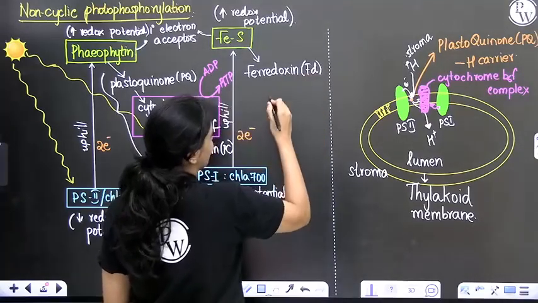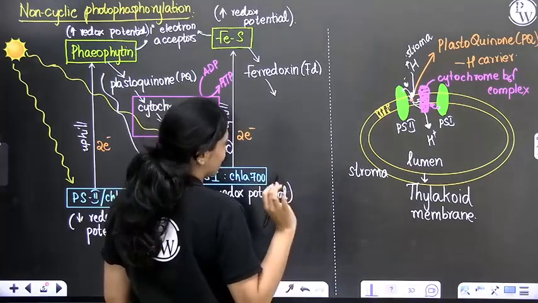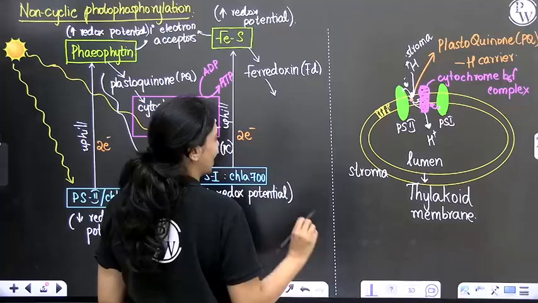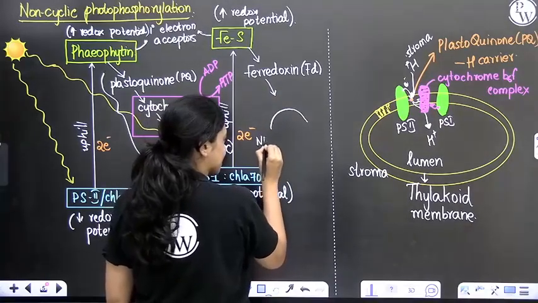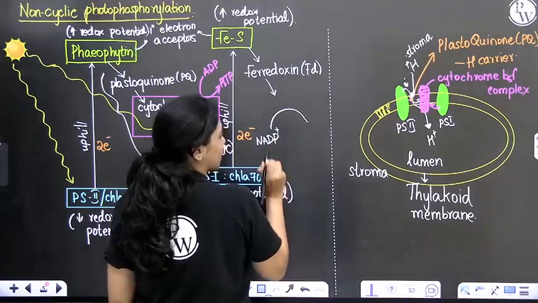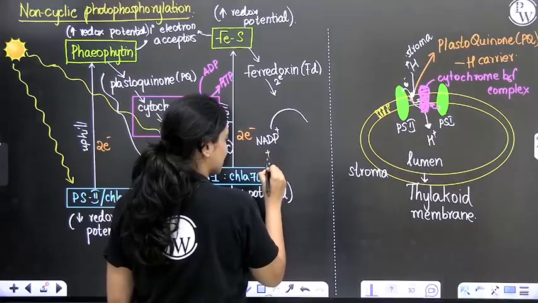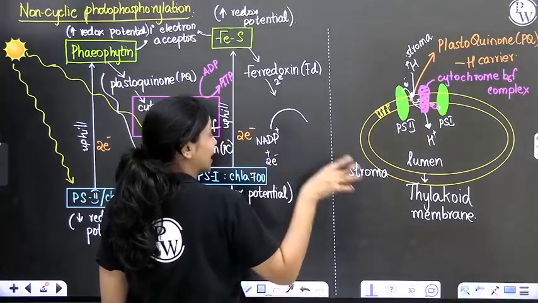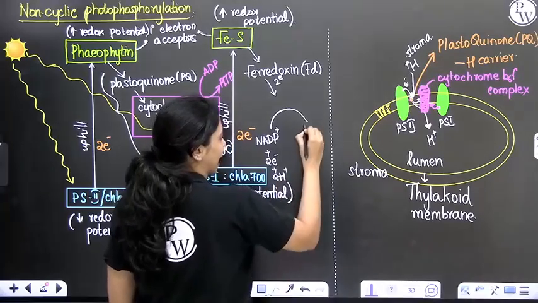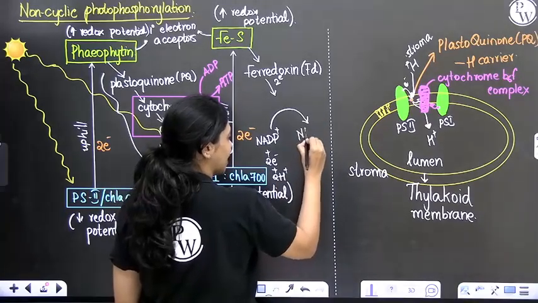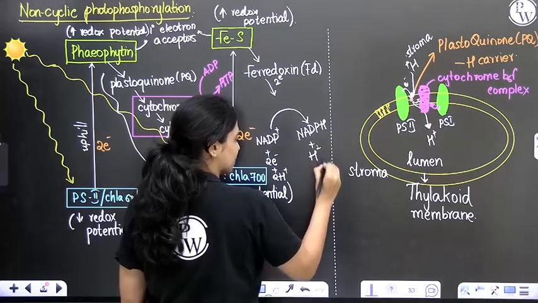This pyridoxine will transfer it to NADP plus. Okay, I'll tell you what NADP plus is, what exactly will happen. And that NADP plus will accept the 2 electrons from pyridoxine. It will take up 2 protons from the stroma and form a molecule called NADPH plus H plus.